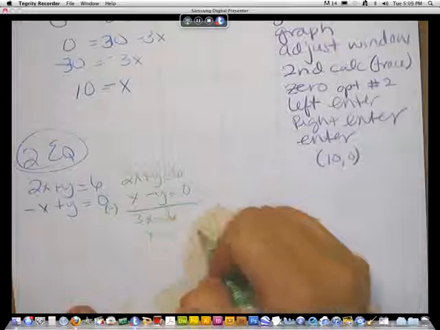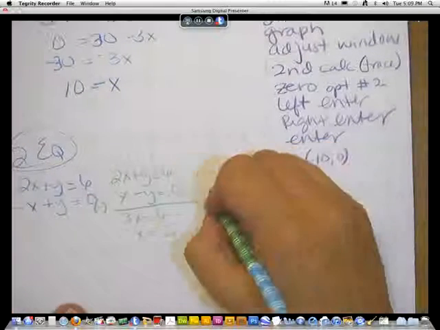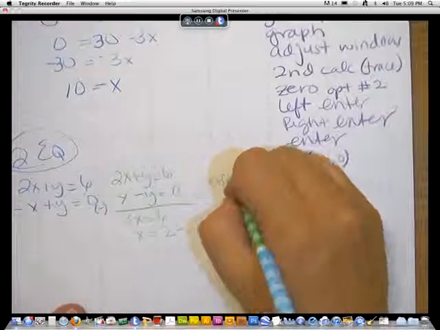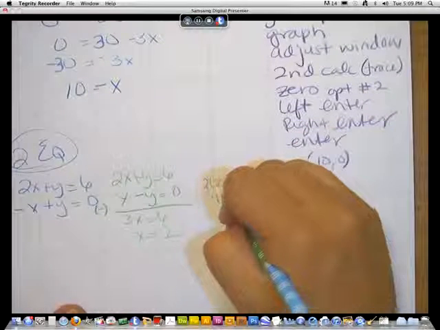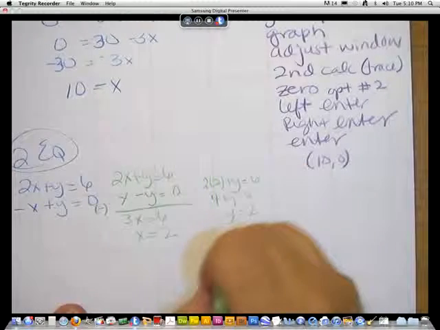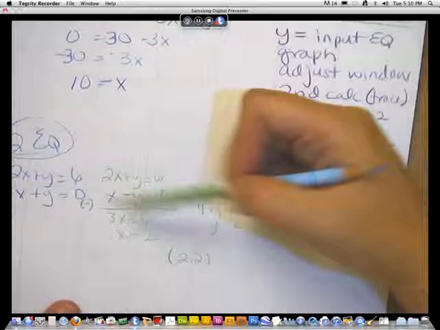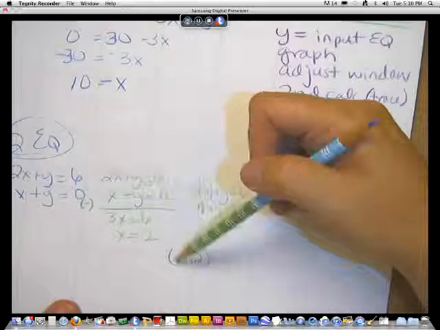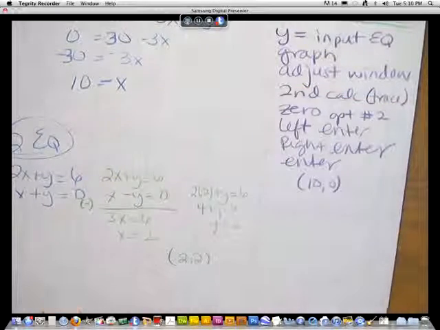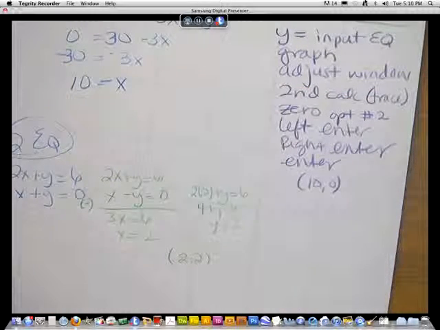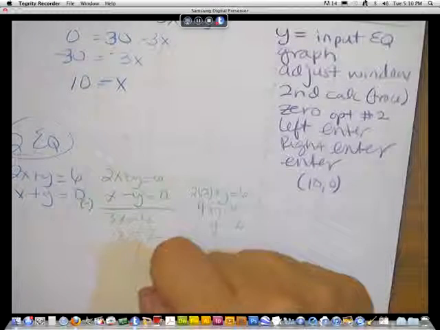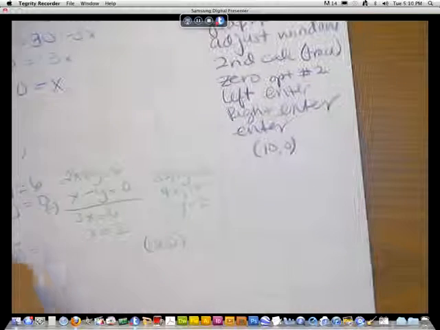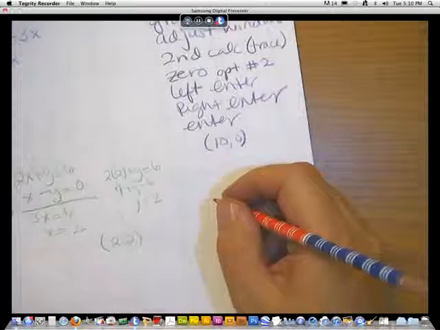I then take that and substitute it back into one of my originals. So 2 times 2, I'm just picking the first one. So 4 plus y, so y is 2. So I'm saying that these two equations meet at the point 2, 2. Well, this is what we did by hand, and this is what you've done by hand several times over, in Algebra 1 and in Algebra 3, 4. So now let's move on to the graphing calculator. How does that work for us?